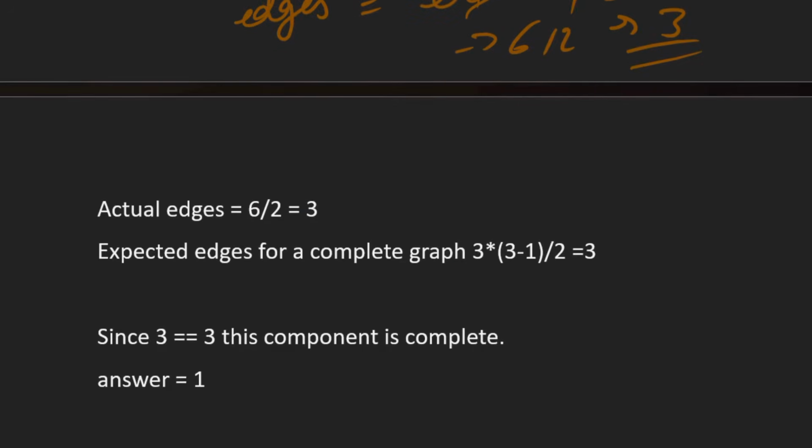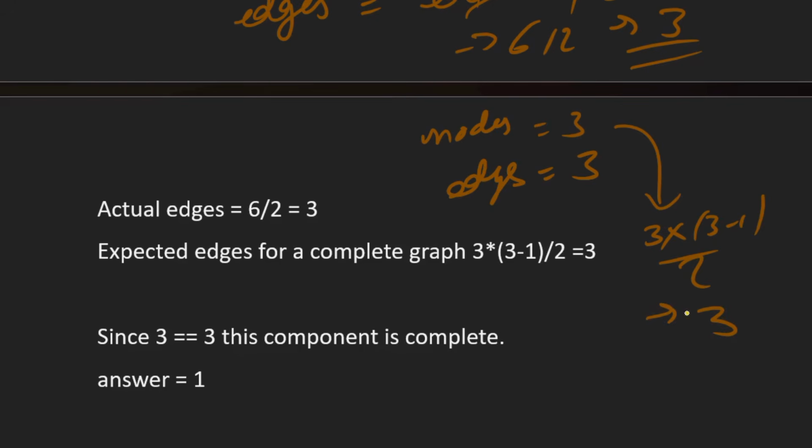So as we know, the nodes are 3, and the total number of edges is 3. So now how many edges should it have for this to be complete? That is k into k minus 1 by 2, that is 3 into 3 minus 1 by 2, which is 3.